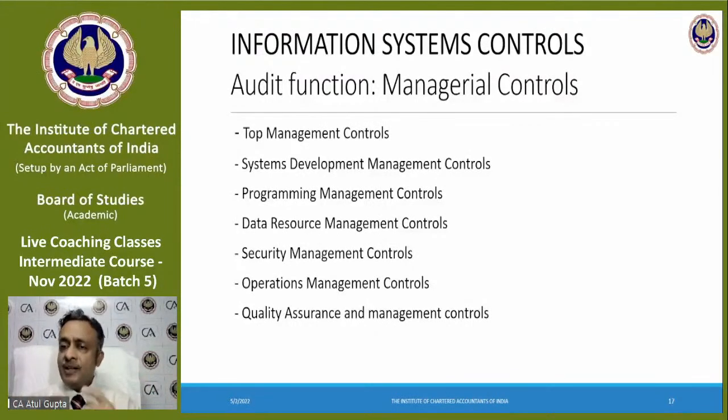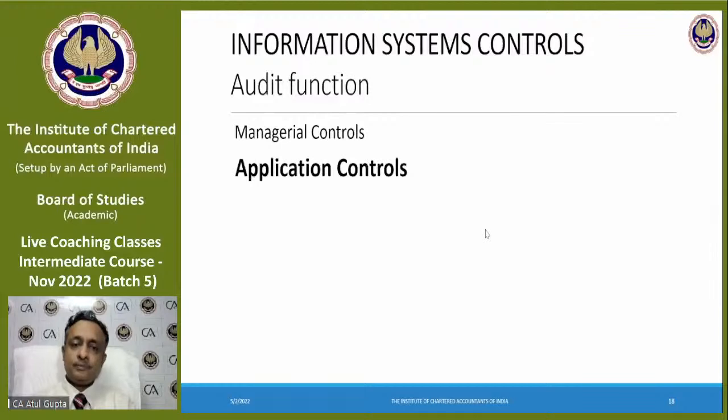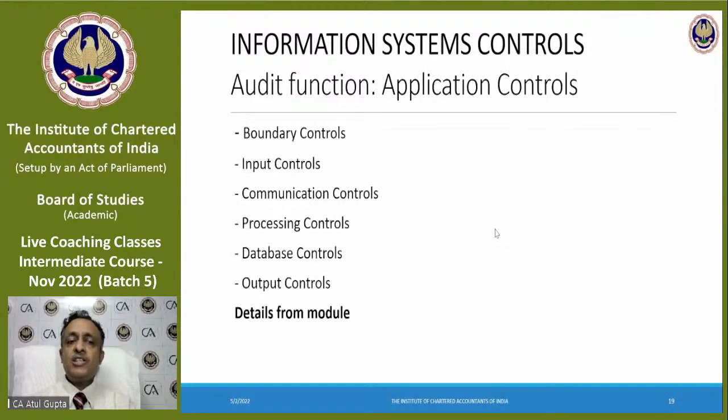Data resource management, we'll be talking more about data again today. Security management, operations management, one system is put in place, how it is being used, and quality assurance, what you ask for and what you get. That is what you say quality of the product. Then application controls, we talked about at boundary level, input level, communication, processing, database, and output level.